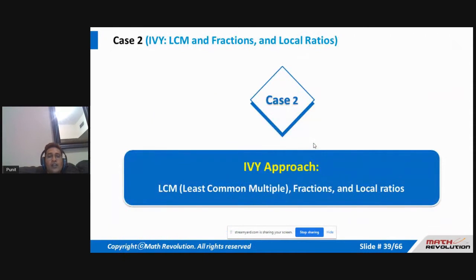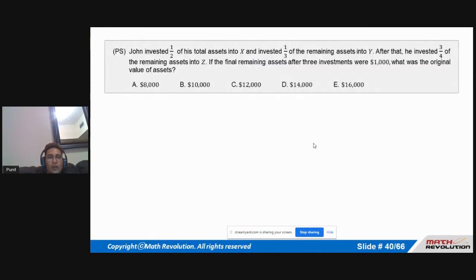Okay, let's go on to case number 2. In this, we'll be dealing with LCM. We have fractions as well, and we have local ratios. The question would be talking about a lot of values, and then a lot of fractions. The only thing you have to pay attention to is, if there are fractions, take the LCM of all the denominators available, attach it to the initial letters, and then the job is done.